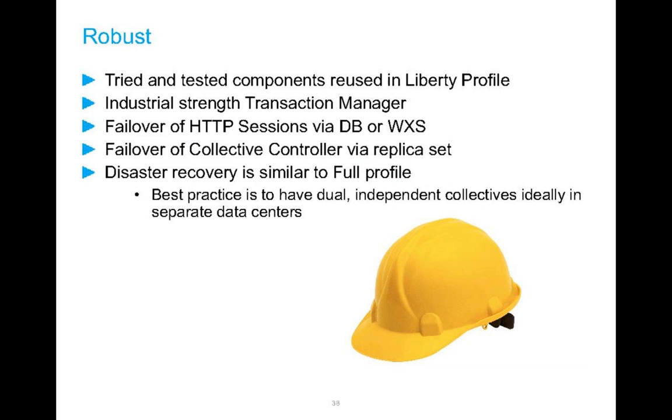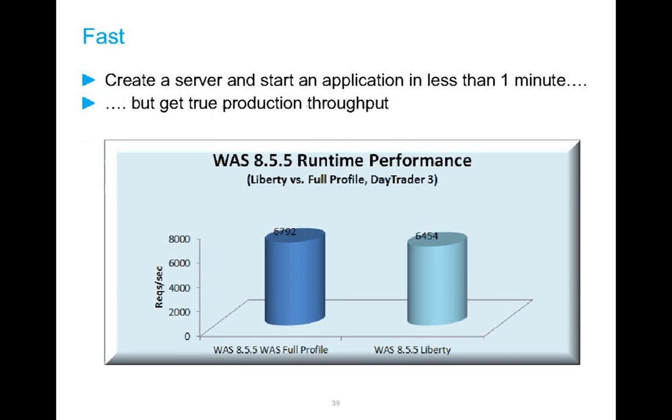It's fast in startup, and that does not affect your production throughput, so it's fast in throughput as well. You can see the comparison with the latest version of the full profile traditional WAS, and you see that we have almost the same performance that traditional WAS has, but with additional flexibility. We have not compromised on performance for flexibility. We have not compromised on enterprise readiness for flexibility. All the components that compose Liberty are enterprise ready.